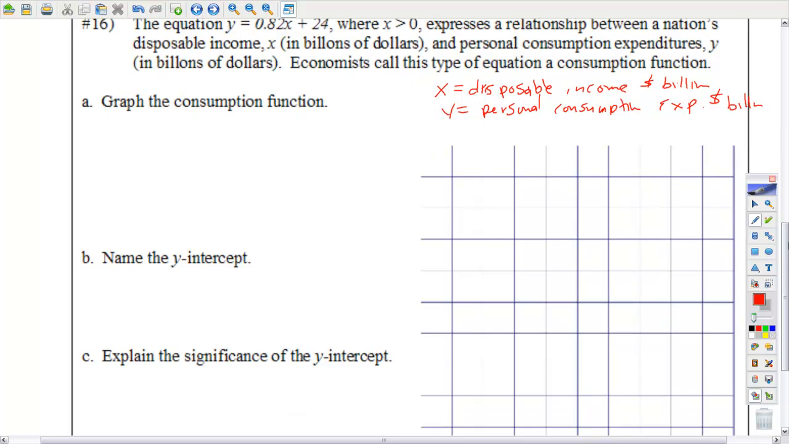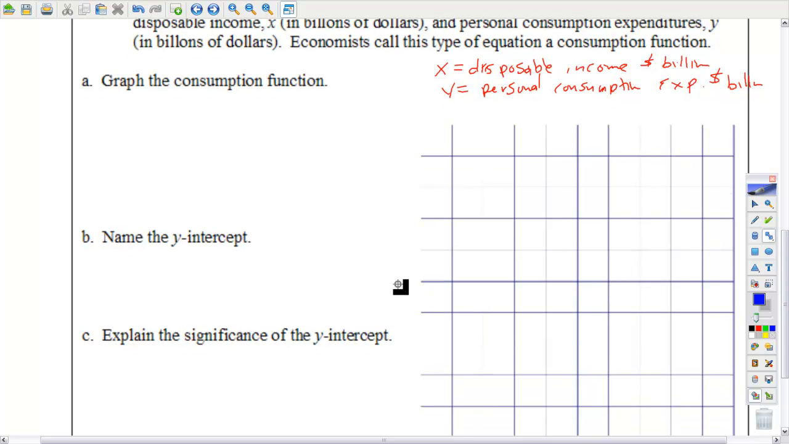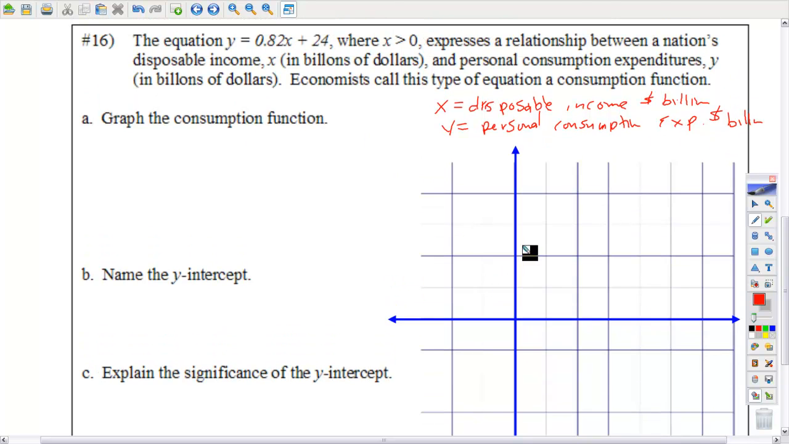Graph the consumption function. Well, this should be pretty simple to graph. I have my x-intercept in here and my y-intercept. My y-intercept is 24. I'll just say that's right here. This y-axis is personal consumption in billions. So when x is 0, 24 is what y is. X-axis is disposable income.